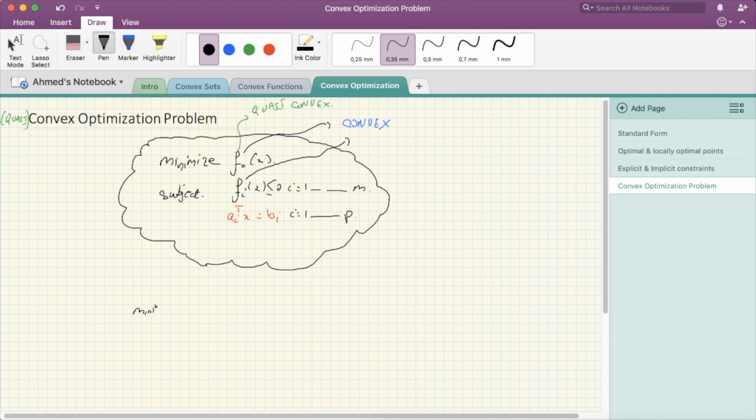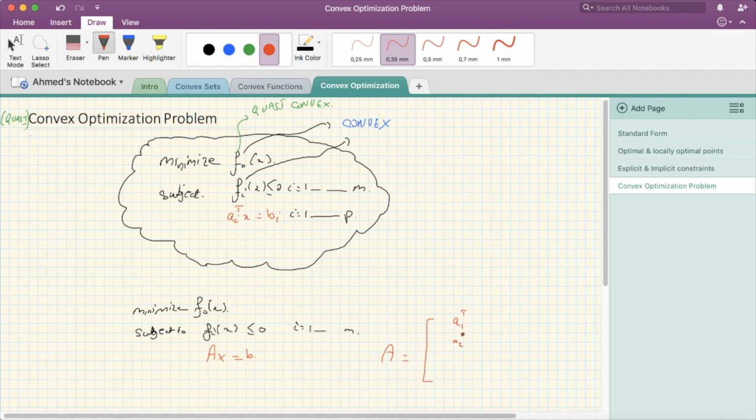So minimize f0 of x, same thing, where it is convex, subject to your fi's less than 0. Those inner products could be translated to a simple matrix vector multiplication as such, where A looks like this. So A1 transpose, A2 transpose, down till AP transpose, right? And your B would be B1 down till BP.